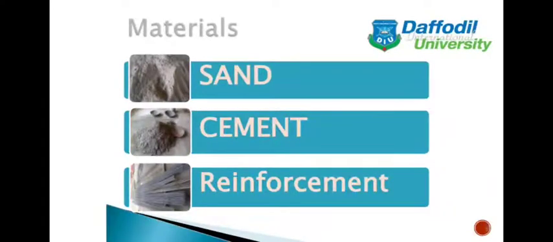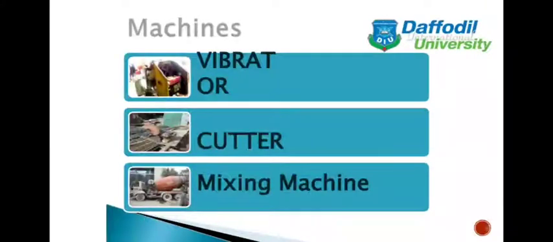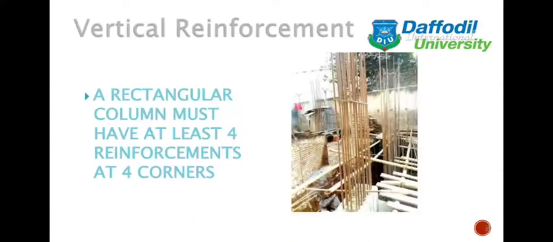Now the materials of a column. These are the basic materials as you can see in the picture. Number 1 is sand, number 2 is cement, and number 3 is reinforcement, or what we know as rods. Now the machines. 3 types of machine: 1 is vibrator, number 2 is cutter, and number 3 is mixing machine.